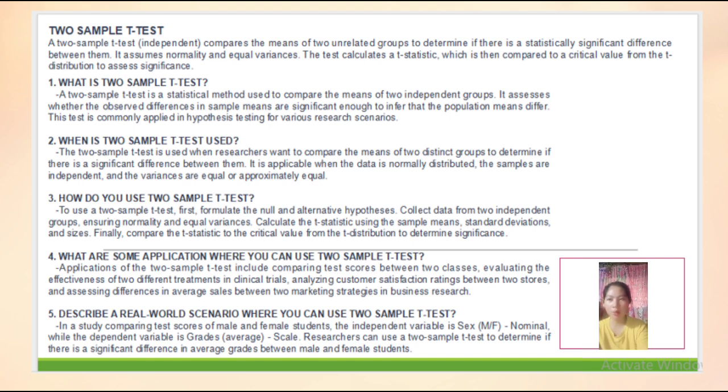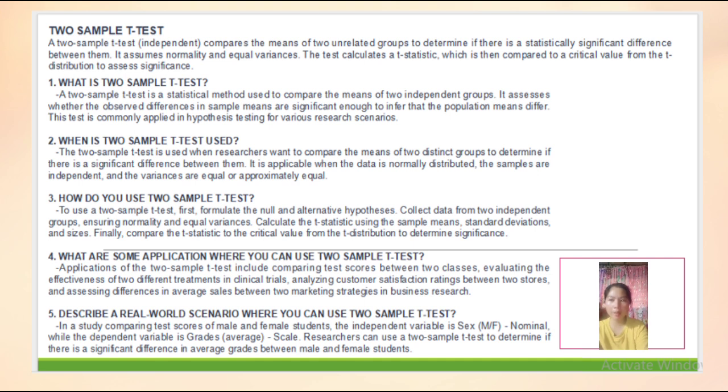Two-sample test. A two-sample test compares the means of unrelated groups to determine if there is a statistically significant difference between them. It assumes normality and equal variance, and calculates a t statistic which is compared to a critical value. So what is a two-sample test?